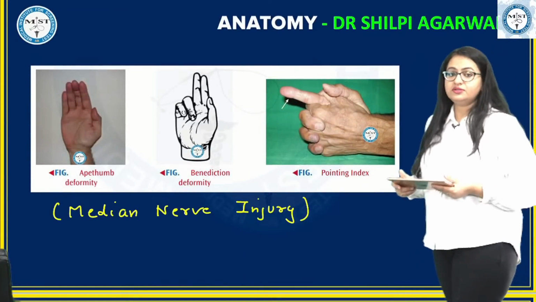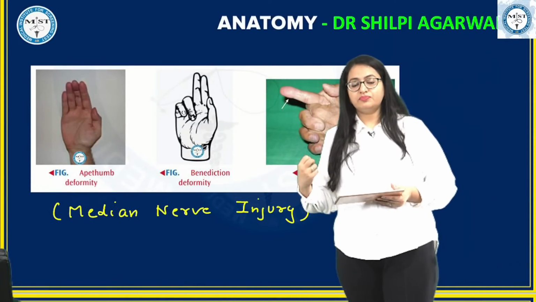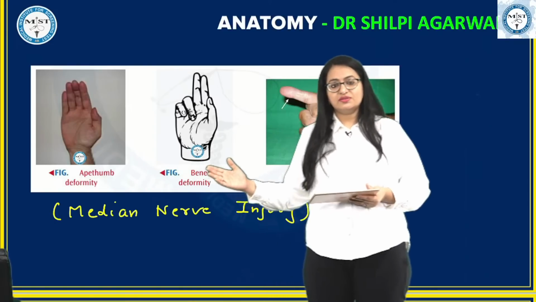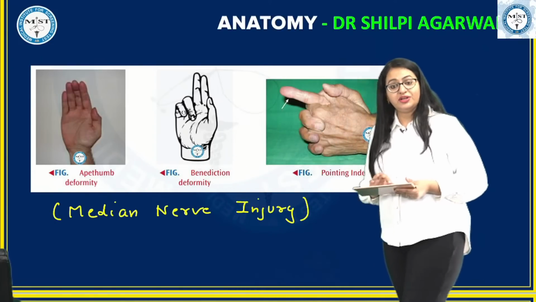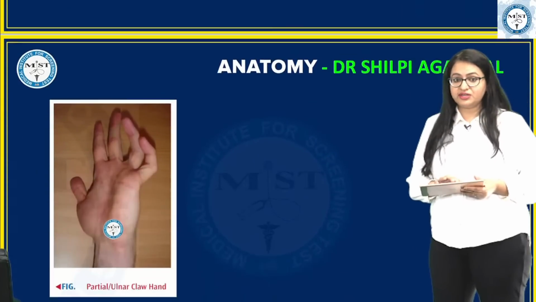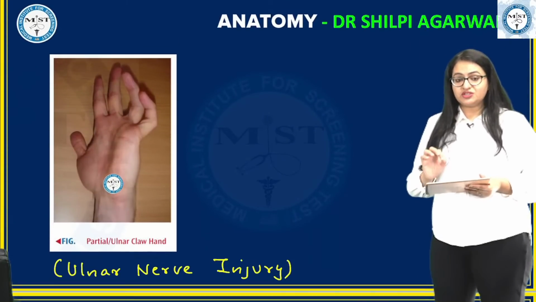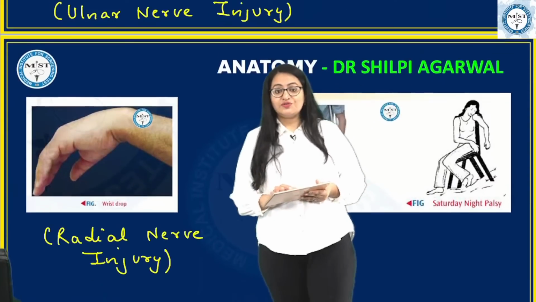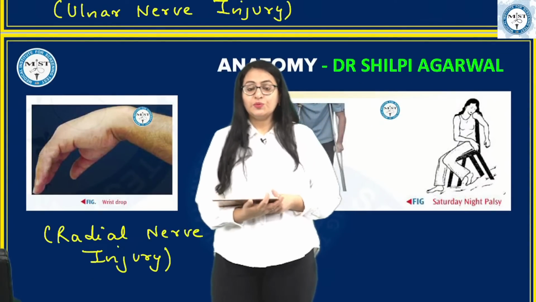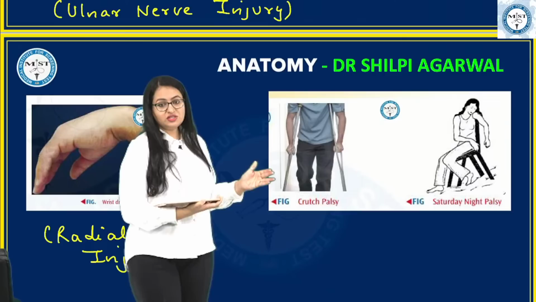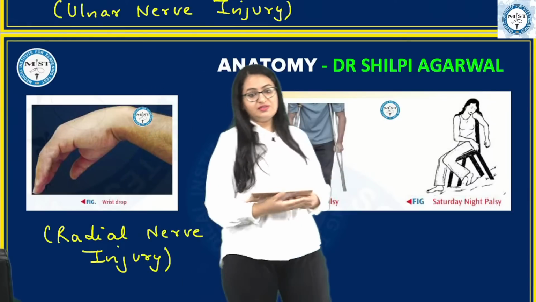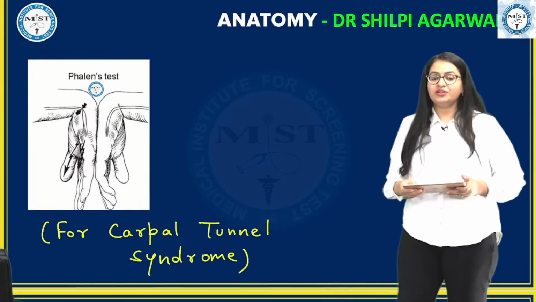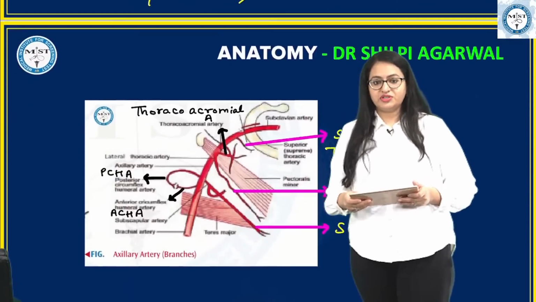Then the nerve lesions lead to deformities, like median nerve injury leads to ape thumb deformity, and this is the benediction deformity, this is the pointing index. You should be able to identify it perfectly. When you see this, this is a partial claw hand, which is due to ulnar nerve injury. And in this wrist drop, yes, radial nerve injury, which is associated with what? Crutch palsy and Saturday night palsy. Then Phalen's test, which is done for what? Carpal tunnel syndrome, that is for median nerve compression.